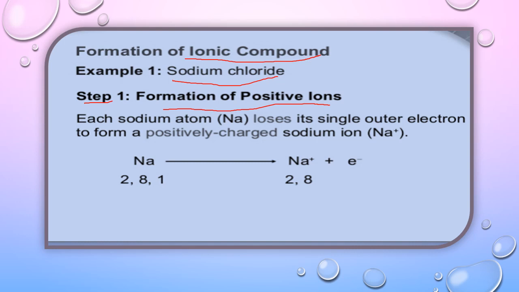The atomic number of sodium is 11. So, its electronic configuration is 2, 8 and 1. Sodium atom has only one electron in its outermost shell. So, sodium atom donates its one electron to chlorine atom and forms sodium ion.